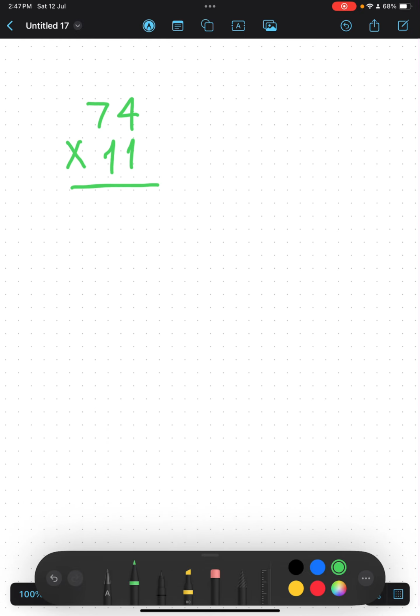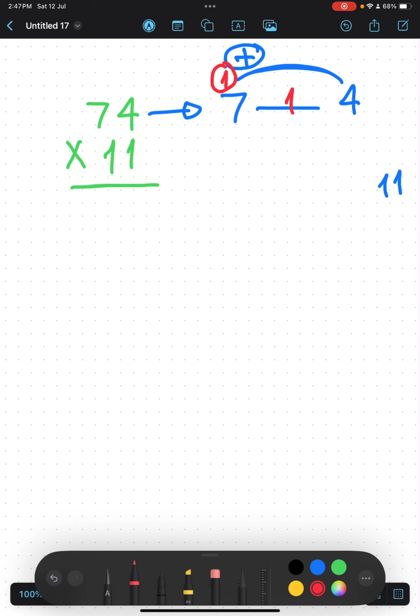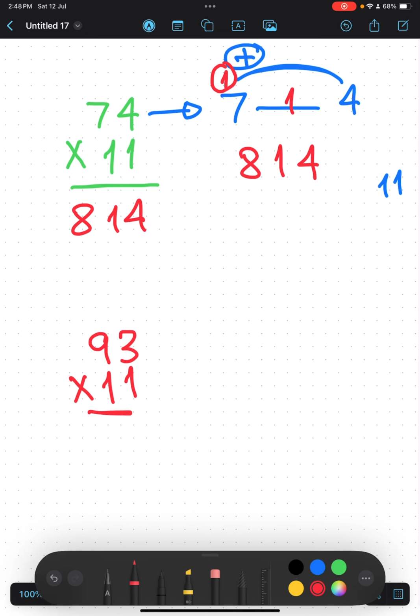How do we multiply 74 times 11? First, we write 7 space 4. Then we add. 7 plus 4 is 11. How do we write 11? Write 1, carry up 1 here. 1 with 7 is 8. And we have 1, 4. The result is 814.